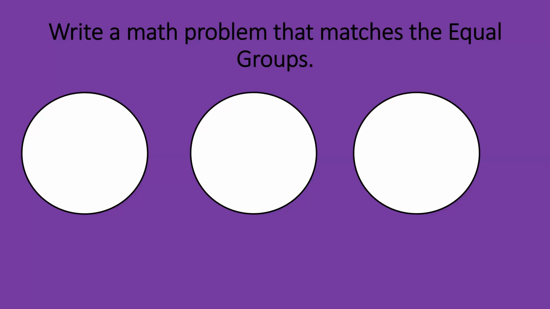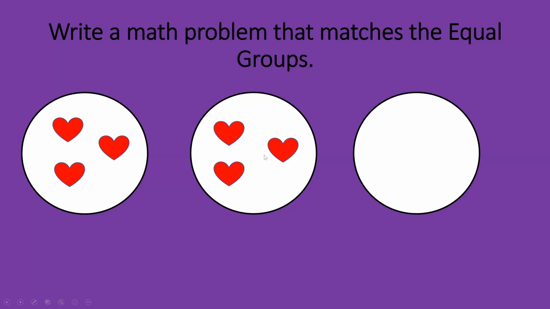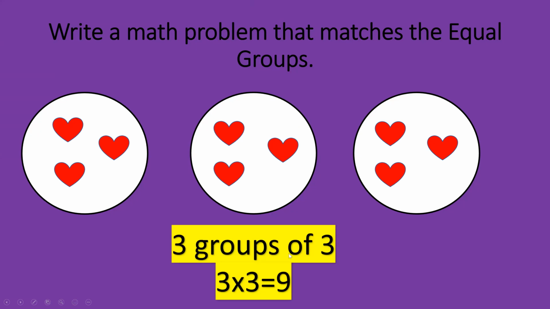So we're going to write a math problem that matches the equal groups. As you can see, we have 3 empty circles. I'm going to put some hearts into each circle. So this circle has 3. In order to be equal, the next circle needs to have 3 too, and our last circle also needs to have 3. So we have 3 groups of 3. And our multiplication sentence would be 3 times 3 equals 9.